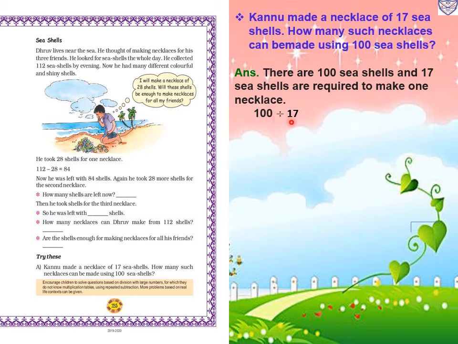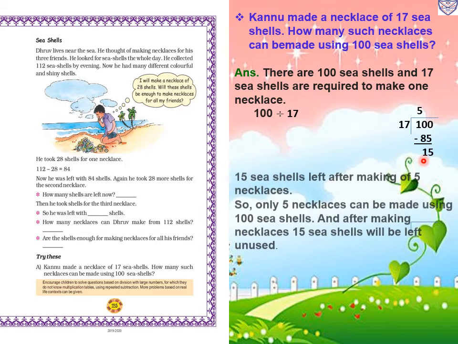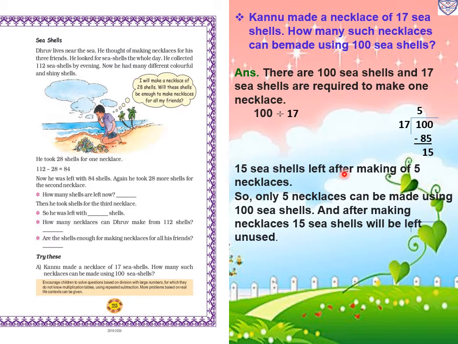We will find out 100 divided by 17. So in the 17 table, 100 will not come. So we will take a smaller number. 17 fives are 85. So 100 minus 85, we will get 15 as the remainder. So 15 seashells are left after making 5 necklaces. So 5 necklaces we can make fully with 17 seashells. Now 15 seashells are left. So only 5 necklaces can be made using 100 seashells, and after making necklaces 15 seashells will be left unused.